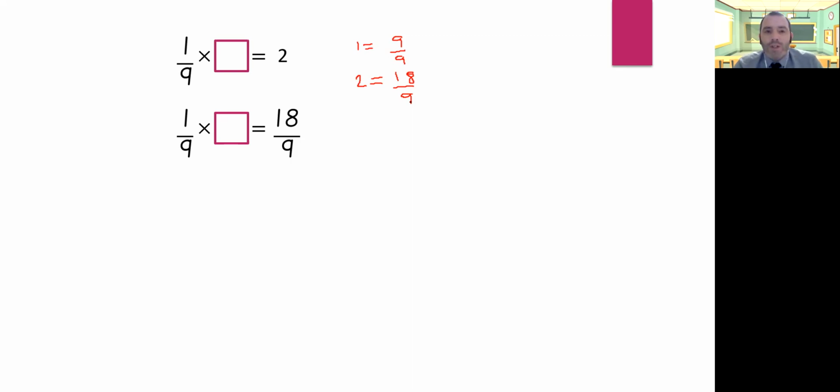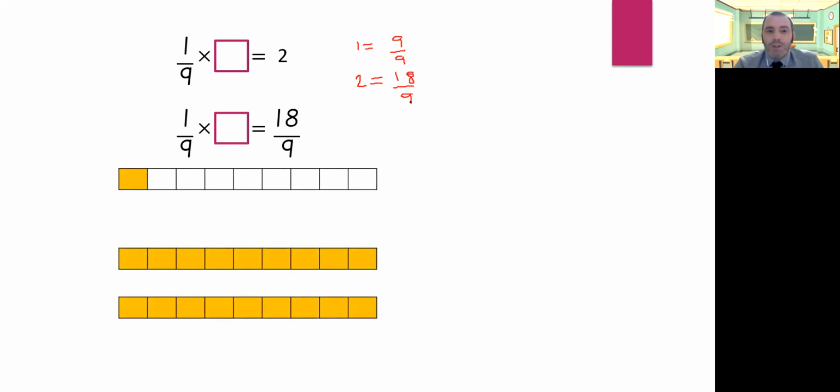So now we can use our maths skills. We know that 1 times something equals 18. Well, we can work out what's going to go in that gap, can't we? So 1/9 times something is going to give me 18/9. It's going to be 18. So I can do the inverse. I can divide 1/9 into 18/9. And because the denominators are the same, I can divide those nice and easily. It's 18 divided by 1 to give me 18.